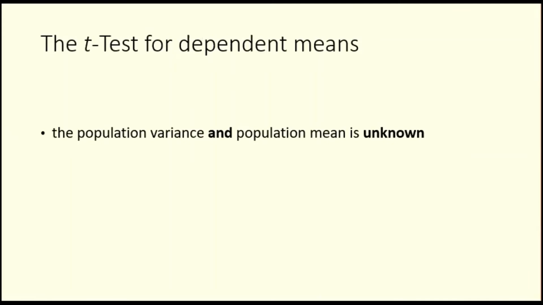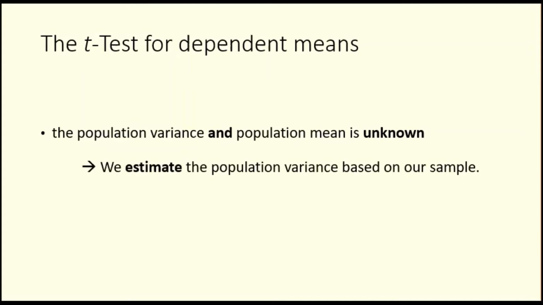So we said that for the t-test for dependent means, our population variance and population mean are unknown, but we know that this is some of the information that we typically need when we're getting the information about our comparison distribution. Typically, we need the mean and the variance. And because we don't know these, we're actually going to estimate that population variance based on our sample variance. And so that's how we're going to get around the variance issue.